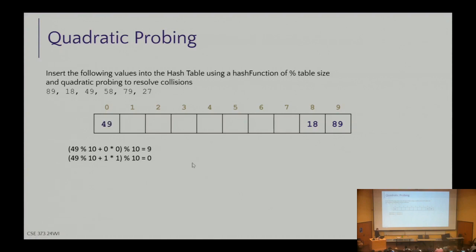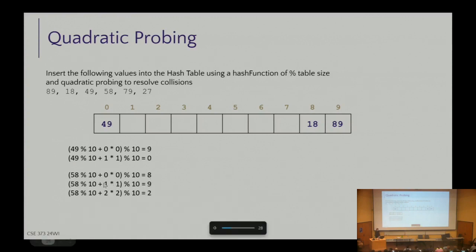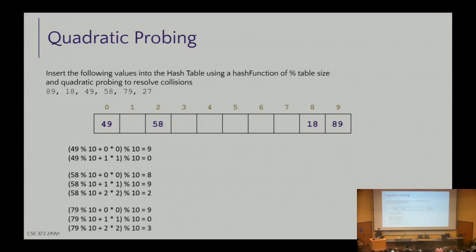Boom. Okay, now we're going to try to hash 58. Its natural hash is full. So that's full, then we do +1, that's full, then we do +4, that wraps us around to 2. And what we can see there is we've now broken that cluster up with an intentional hole by doing this quadratic probing. And then 79, you can follow that pattern.